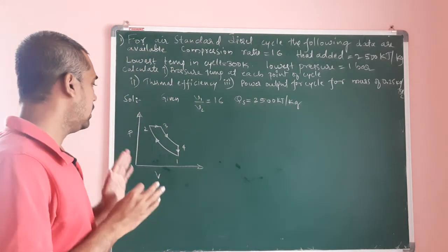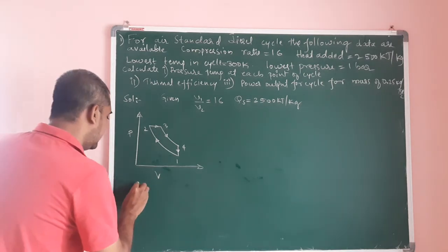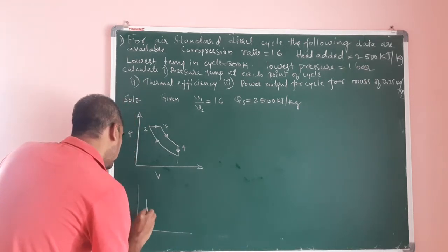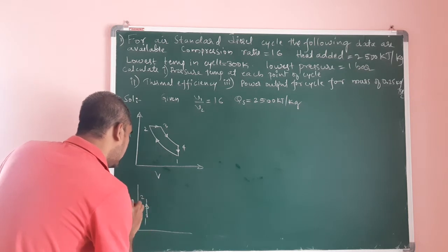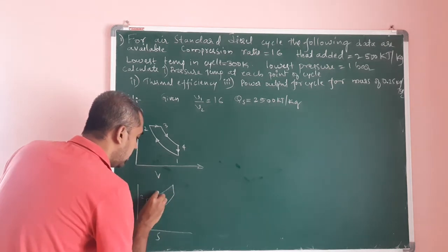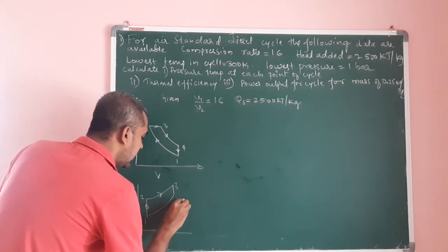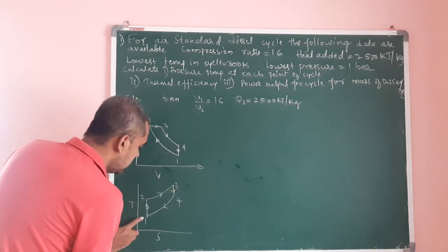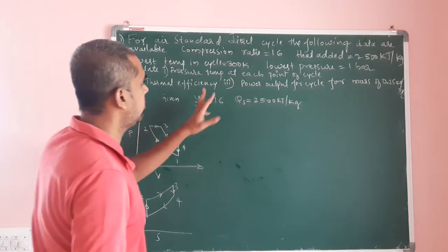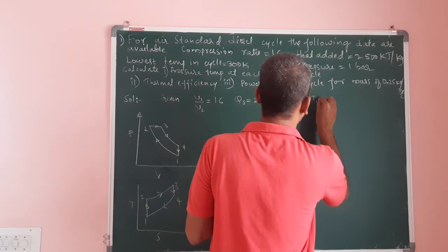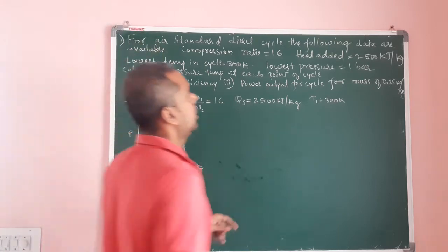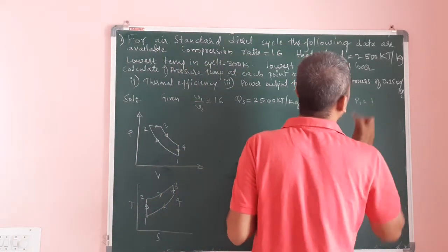Lowest temperature in the cycle. If I draw its TS diagram, I think it is not necessary, but I will just draw. This is 1. 1 to 2 is isentropic compression on a TS diagram. 2 to 3 constant pressure process, 3 to 4 and 4 to 1. Here, on the TS diagram, we can see which is the lowest temperature. Okay, this is the lowest temperature, T1. They have given the lowest temperature T1 is equal to 300 Kelvin. Okay, lowest pressure is P1, equal to 1 bar.